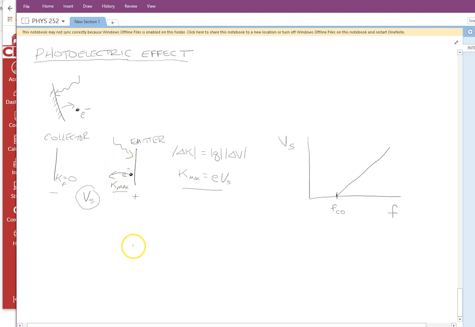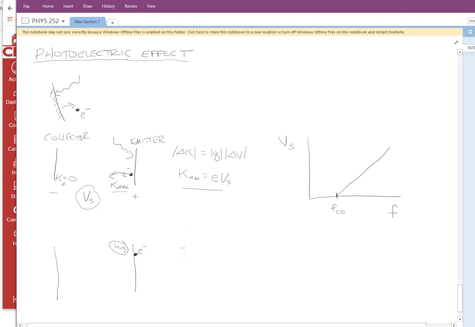I'll redraw it like this. That's a little cluttered. Here's our emitter, here's our collector. We're going to have a photon coming in. Now here's the whole key to how we can explain these observations. An electron that's bound to this metal here can only interact with one photon at a time. That's what we're going to say. So it can absorb energy from just one photon.